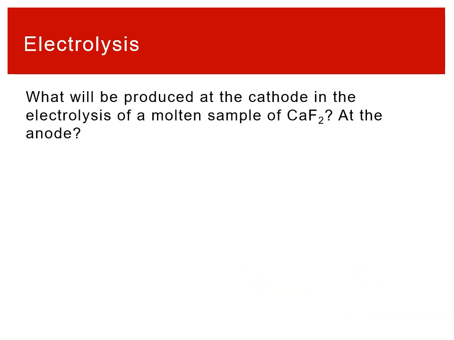So say we're going to do some molten electrolysis of calcium fluoride. We want to think, what are we going to produce at the anode? What are we going to produce at the cathode? We know our reactant is calcium fluoride, and because it's molten, that means we are dealing with pure calcium fluoride, just melted liquid calcium fluoride. It's very, very nasty, but let's see.